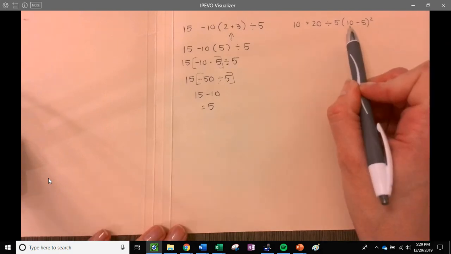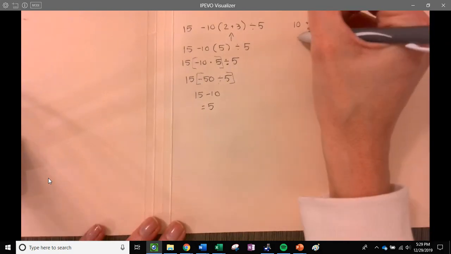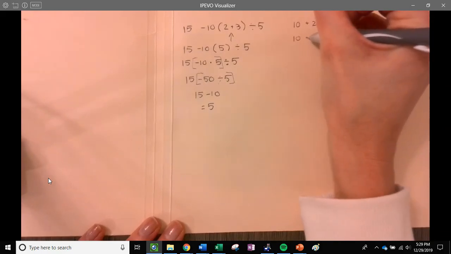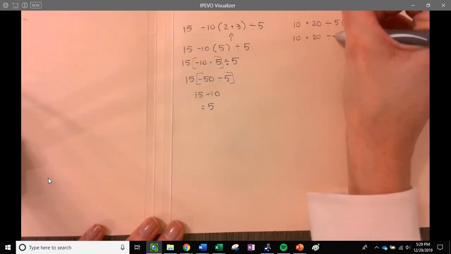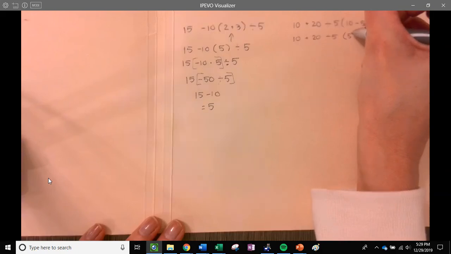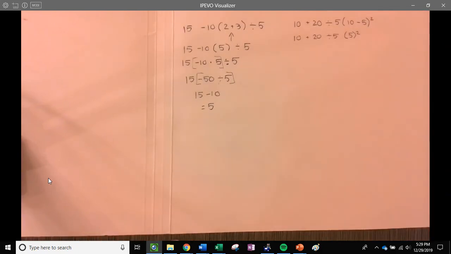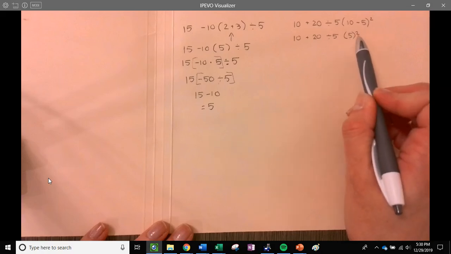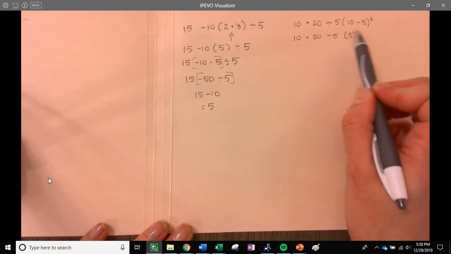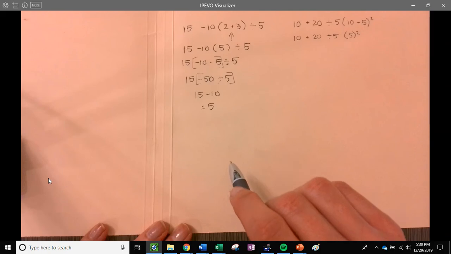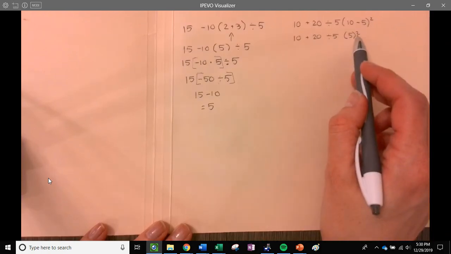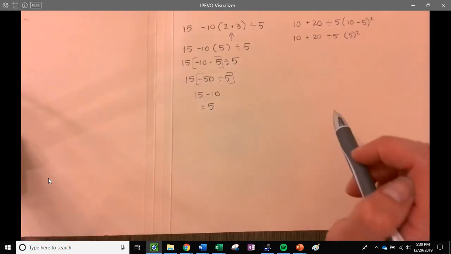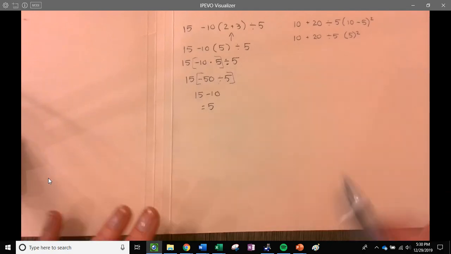What is inside parentheses? 10 minus 5. That's the first thing we're going to do. And that gives us 10 plus 20 divided by 5 times 5 squared. Now, we don't want to do 5 times 5 squared. We want to evaluate for this exponent first. 5 times 5 squared would give us 25 squared. That would give us 625. That's a huge number, and that's not correct.